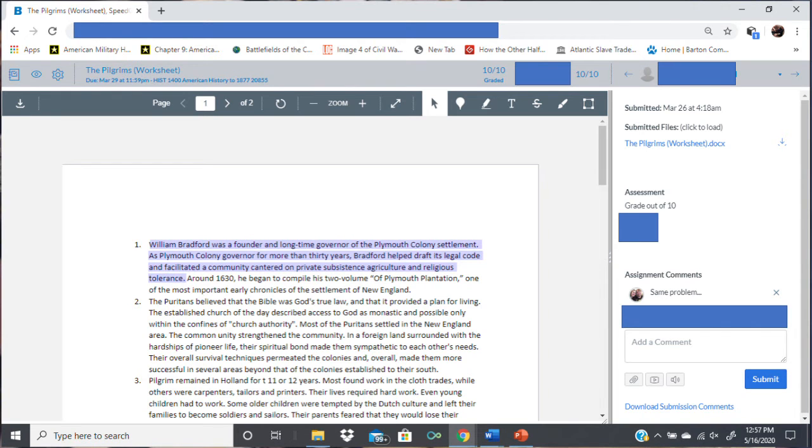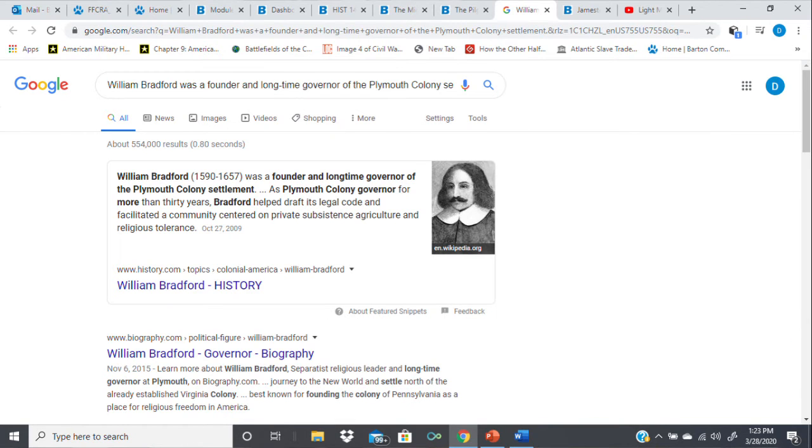So basically, we had this worksheet about the Pilgrims, and the first question is like, explain who William Bradford was and what he contributed to the Pilgrims. So you can see the student's answer is highlighted in blue. Well, if you Google that, the first thing that comes up in a Google search is what the student put in their assignment. So clearly the student didn't watch the video. They just Googled the questions and then pasted what Google said. So this is another example of an academic integrity violation.